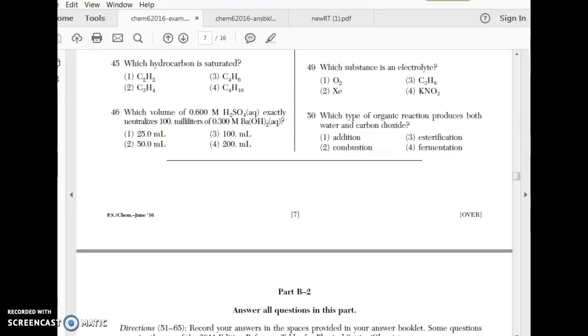49, which substance is an electrolyte? In other words, which substance is an acid, a base, or a salt? Well, my friends, the answer is 4. 4 is a metal plus a nonmetal, which of course is a salt. There are no acids here, which we would look for by comparing to table K. There are no bases here, which we would find by comparing to table L.